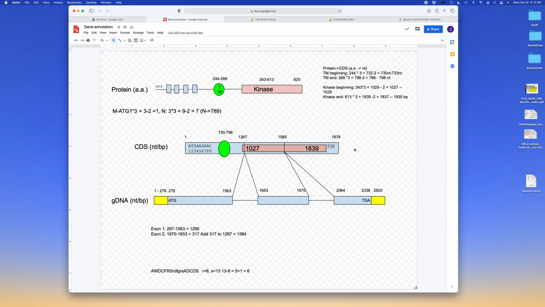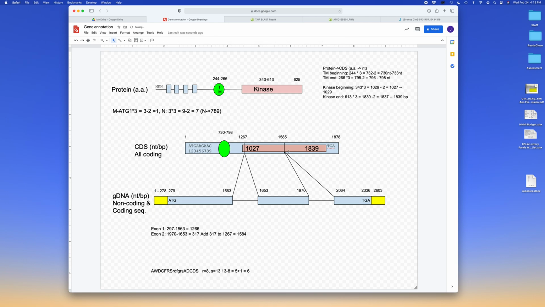That's how you can do between these three different coordinate systems. Amino acid, nucleotides, in the CDS where we have no non-coding, right? This is all coding, and here we have non-coding and coding sequence. Okay? So that's what you have to keep in mind.